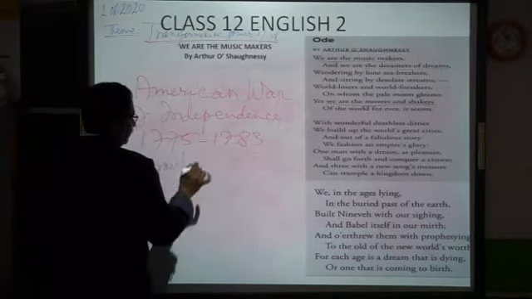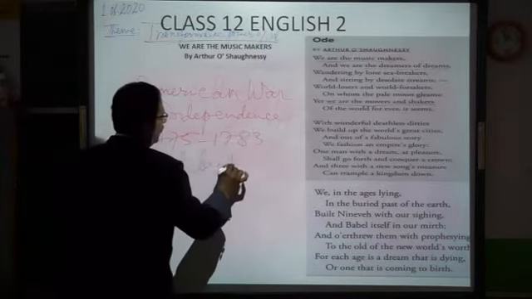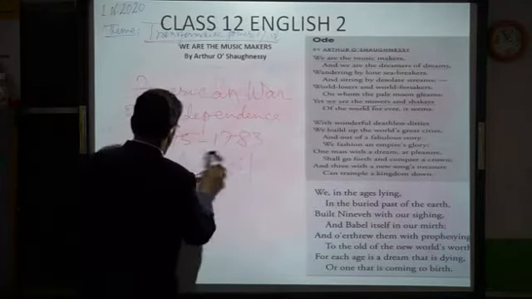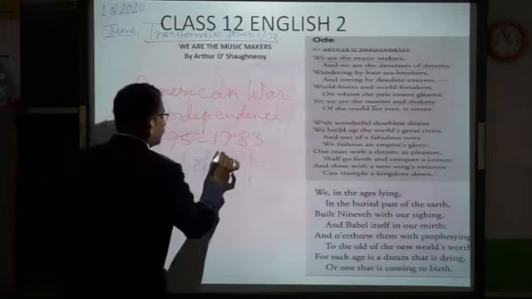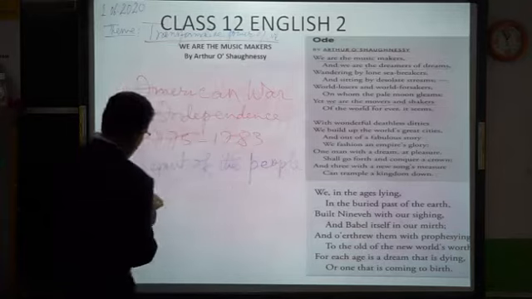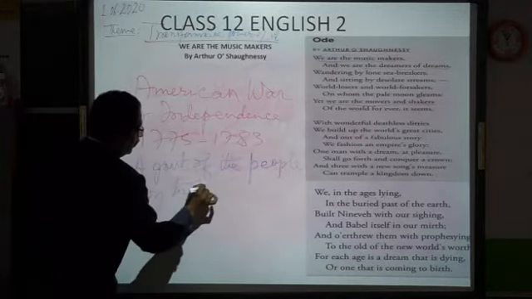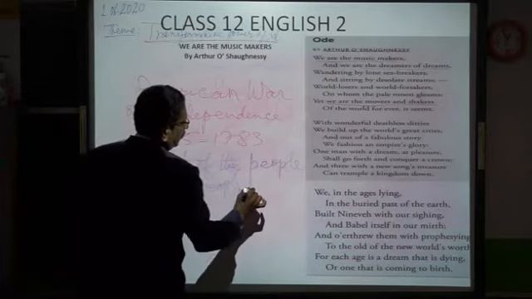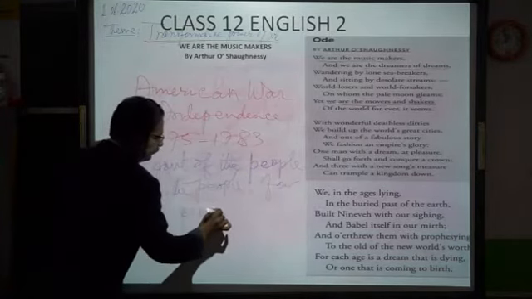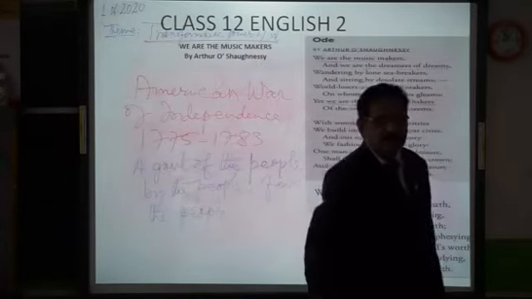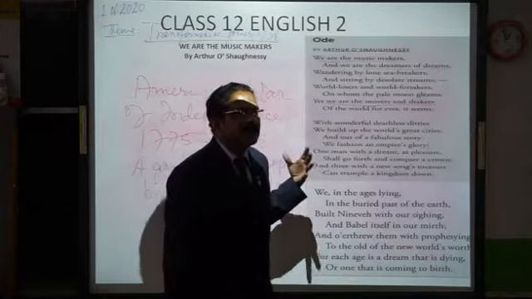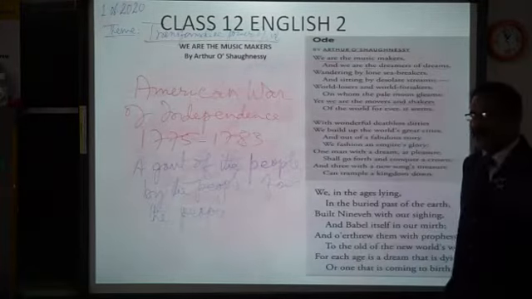A government of the people, by the people, for the people. This is the definition of modern democracy. It's a government of the people. The representatives are representative of the people. They are elected to power.